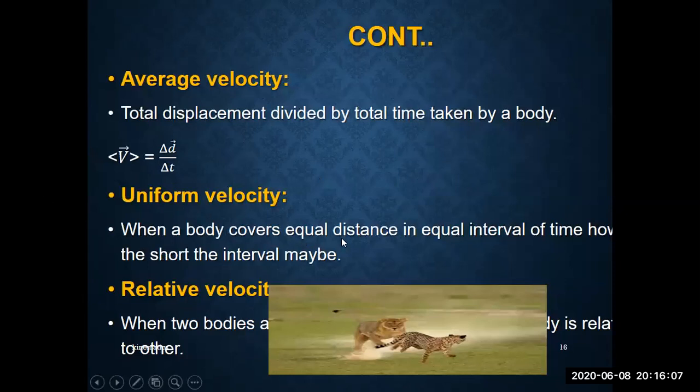When a body covers equal displacement in equal intervals of time, then this is called uniform velocity, which I have already discussed. And what's the relative velocity? If there is a difference of speeds between two bodies, one is moving faster, the other one is moving slower. If you are running along with a leopard or a lion, then the speed of both is relative to each other. One is slow, the other one is fast.